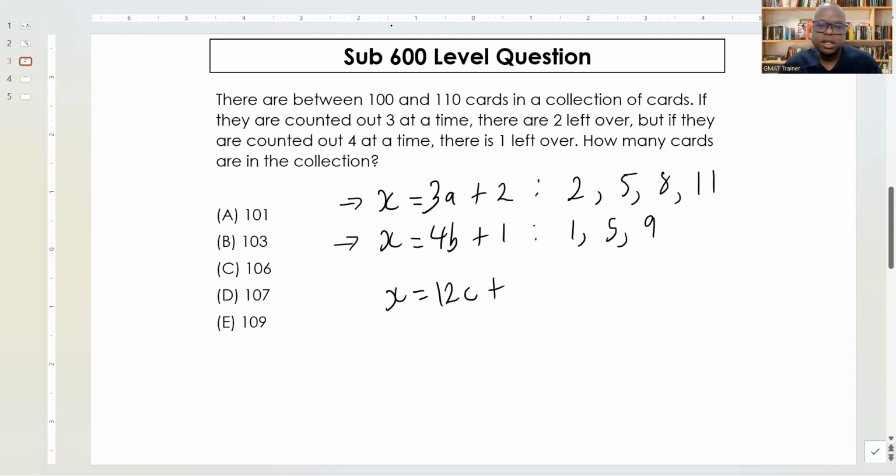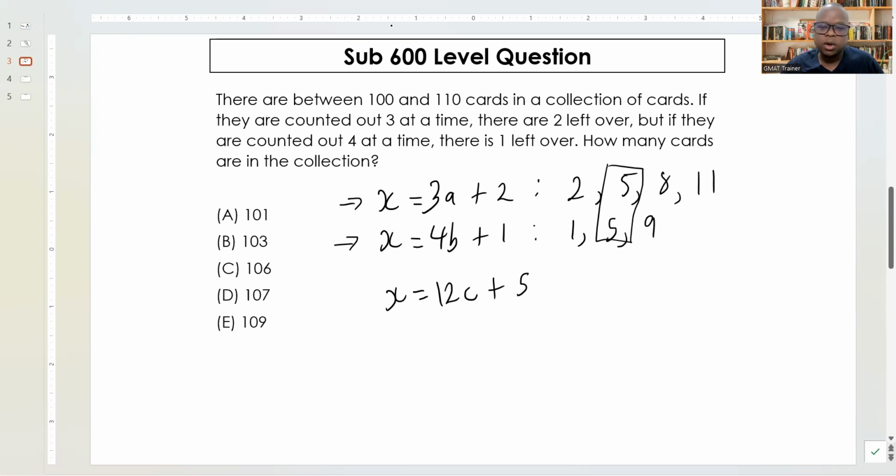Now, what you have is that the value X will have a common digit, which is the remainder. In this case, 5 is the digit which is the remainder. So the form of the number, this X value of ours, is 12C plus 5. That is what it is. So this is the general form of the number we're looking at, and now it has to be between 100 and 110, which is just 10 values.